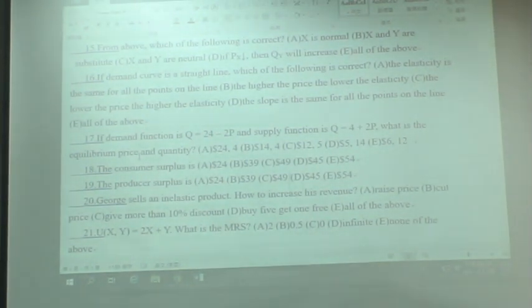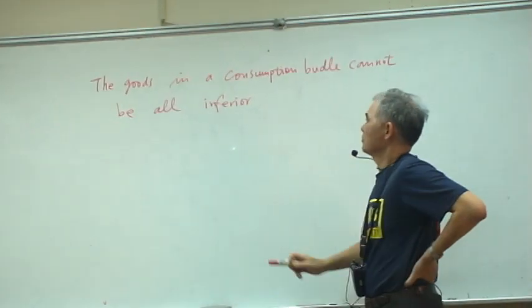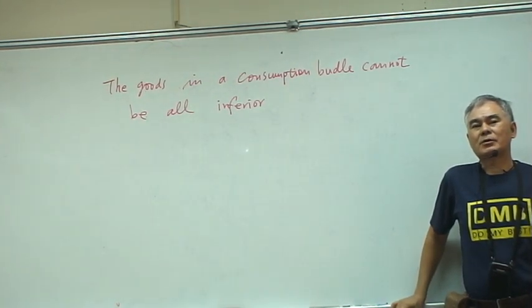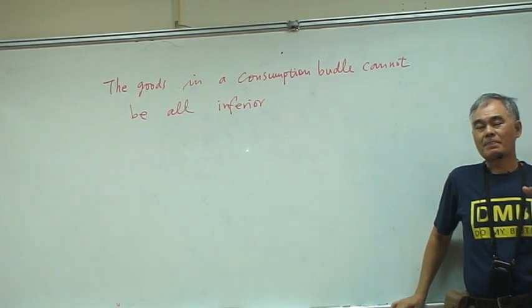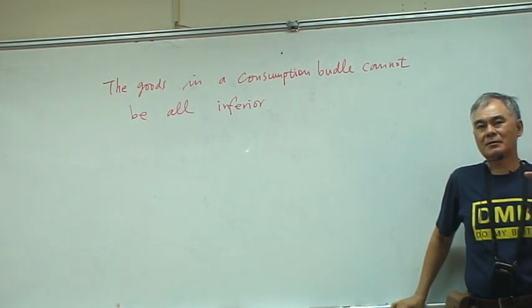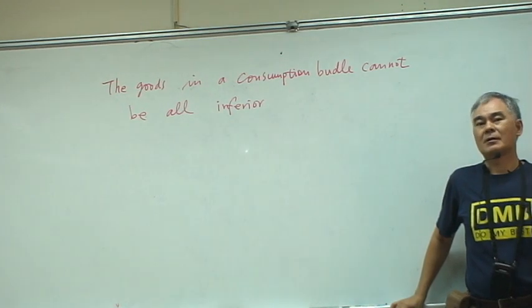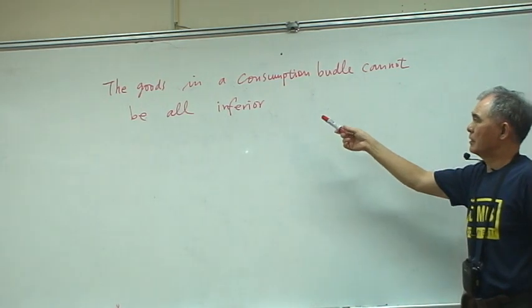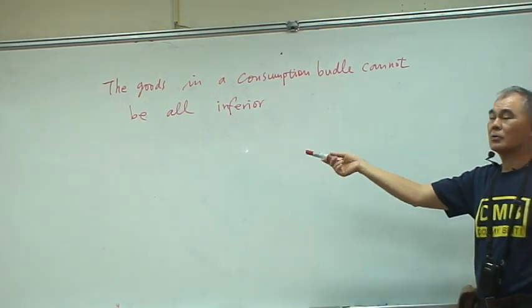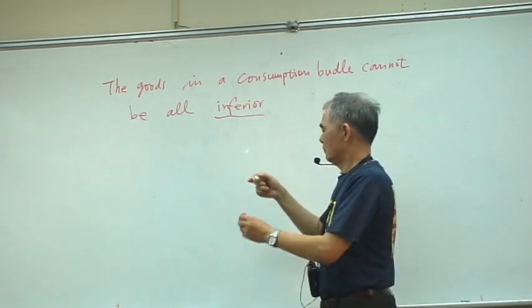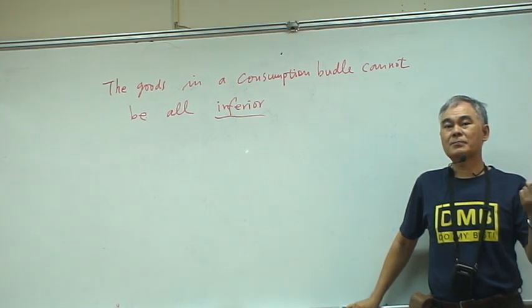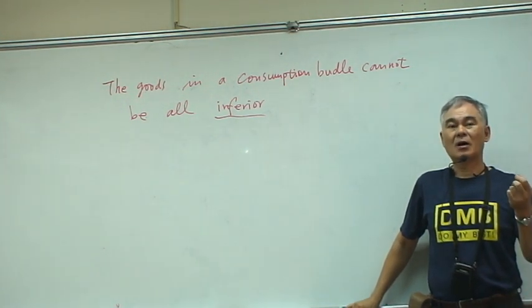So this is not in the book, but is a very important concept. It says that the goods in a consumption bundle cannot be all inferior. The mathematics we use in economics, at least at this level, sometimes you have to manipulate the formula a little bit. Let me show you how. Because it says that the goods in a consumption bundle cannot be all inferior, how to tell if a good is inferior or normal is by elasticity of income, right?